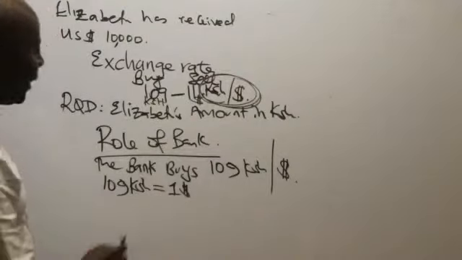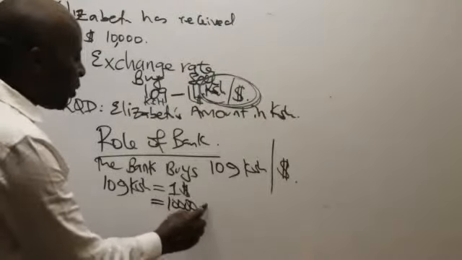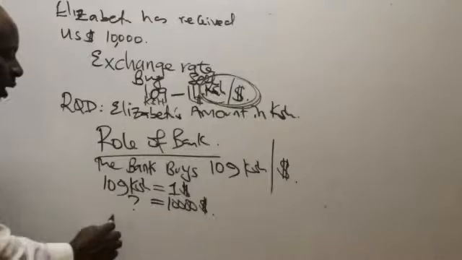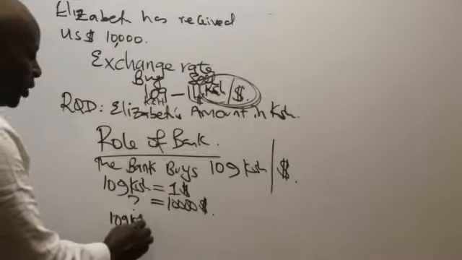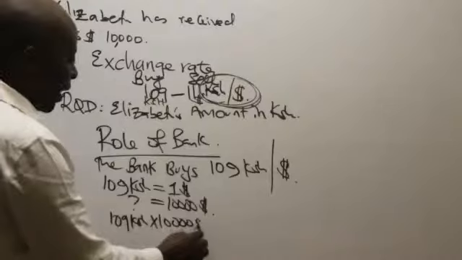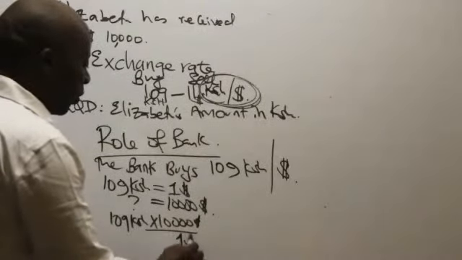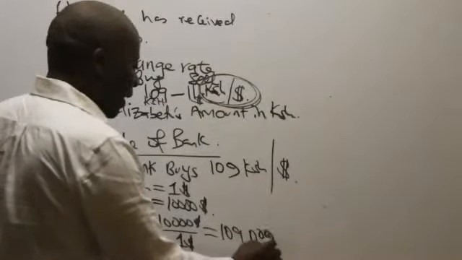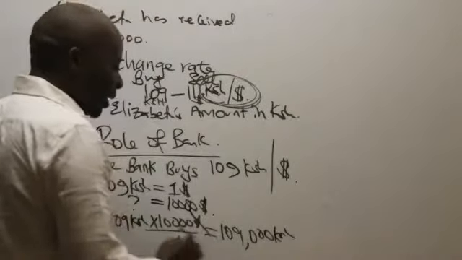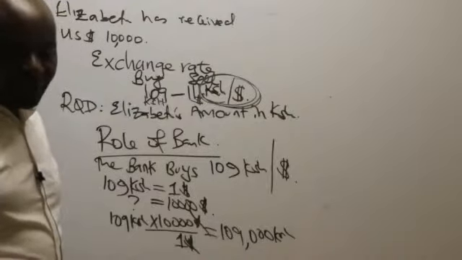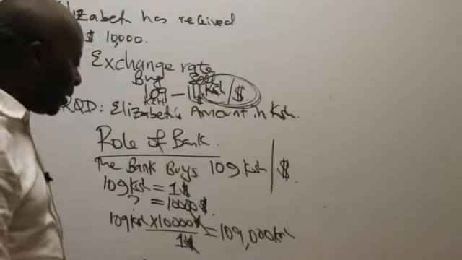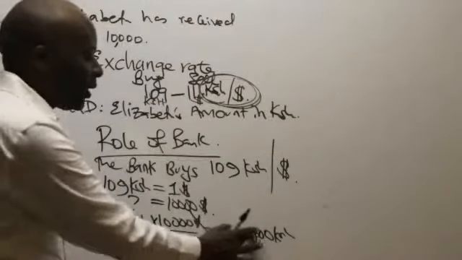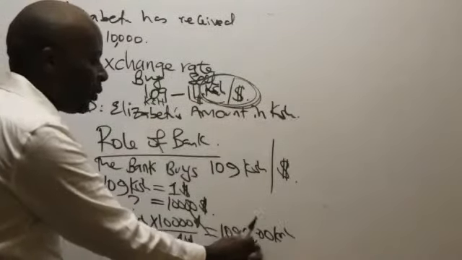How about $10,000? In this case, if you cross multiply, then for sure, you'll be able to see 109 Kenya shillings times $10,000 all over $1, which will end up being equal to 1,090,000 Kenya shillings, because the dollars and dollars will cancel. Sorry for that, it is 1,090,000.